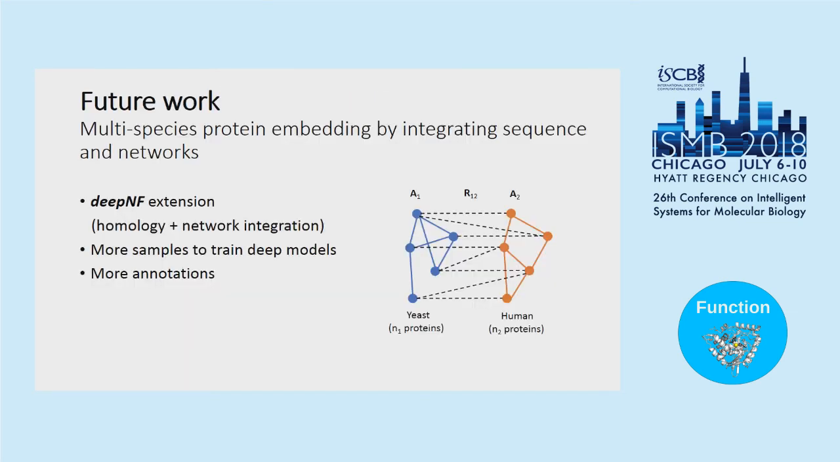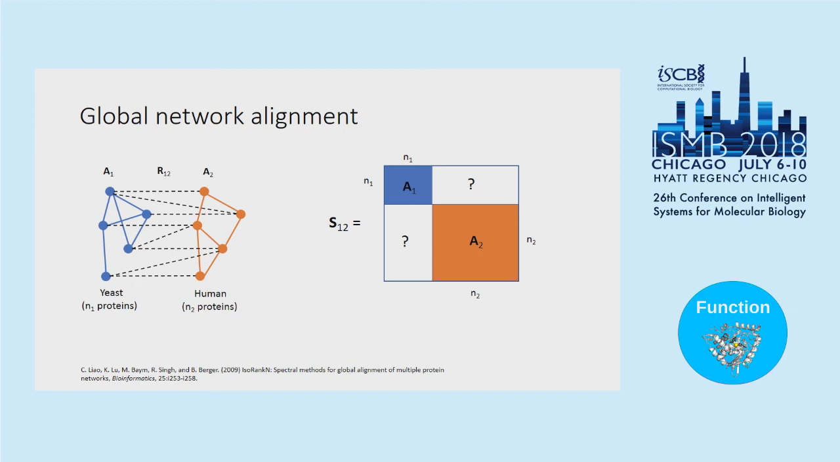Unfortunately, I don't have time to mention this. This is some of our future work. Right now, DeepNF works on a single species level, but if you want to include more species, then we need some sort of mapping between these networks, and we came up with a technique based on global network alignment to map, let's say if you have yeast and human networks, how do you construct universal features from this?